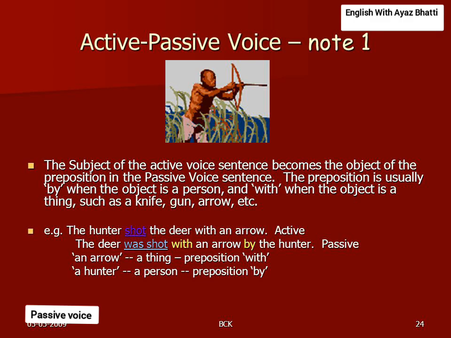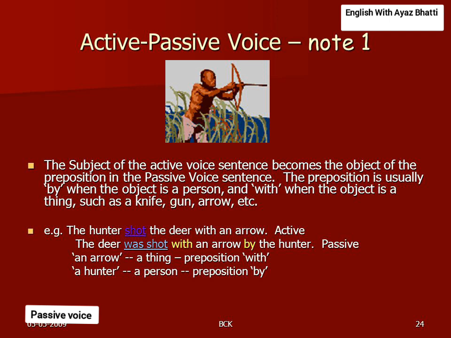Active passive voice, note 1. The subject of the active voice sentence becomes the object of the preposition in the passive voice sentence. The preposition is usually by when the object is a person, and with when the object is a thing, such as a knife, gun, arrow, etc.